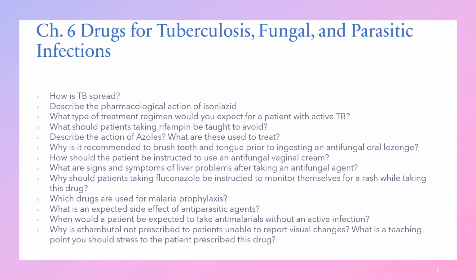What type of treatment regimen would you expect for a patient with active TB? We can see this on page 85. The first-line TB drug therapy recommended by the CDC consists of isoniazid, rifampin, pyrazinamide, and ethambutol for the first 8 weeks. This is the initial phase of treatment.